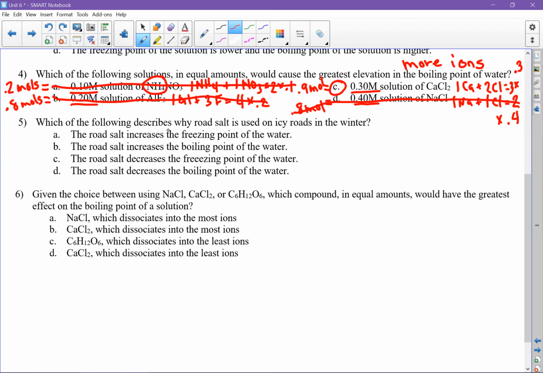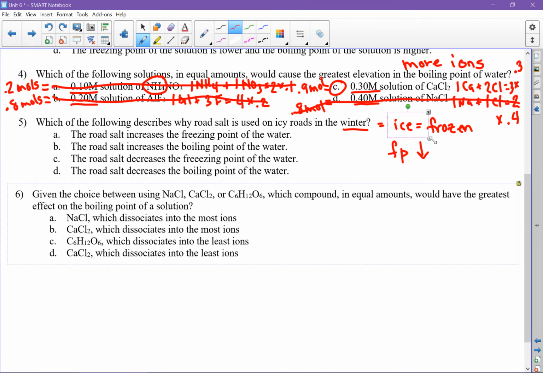So number 5 is about why is road salt used on the icy roads in winter. So during the winter, the reason that we have ice is because it has frozen. Okay? So what we know about salt and frozen things is that when you add salt to the water, the freezing point will decrease. Okay?